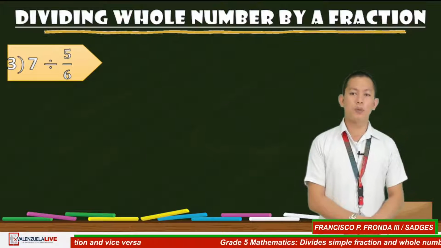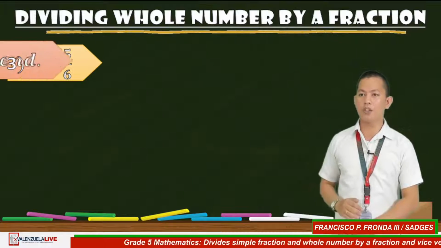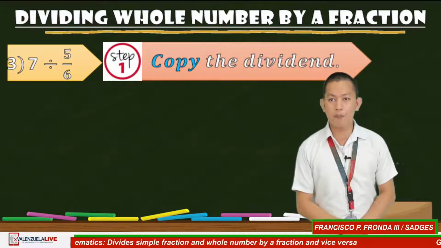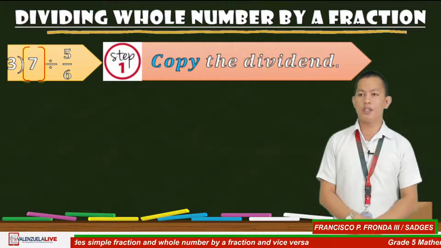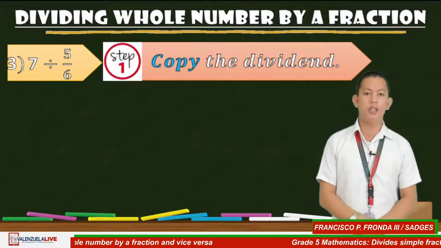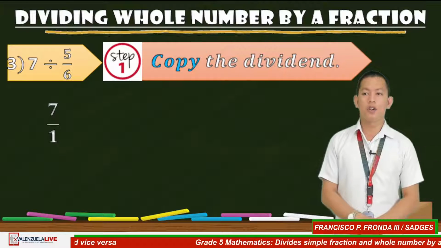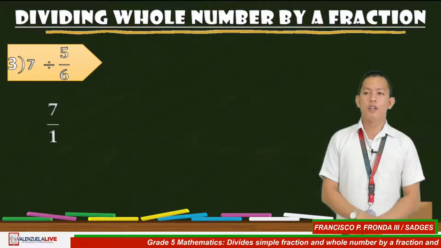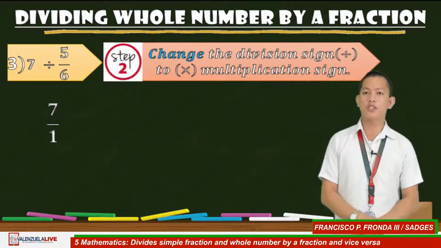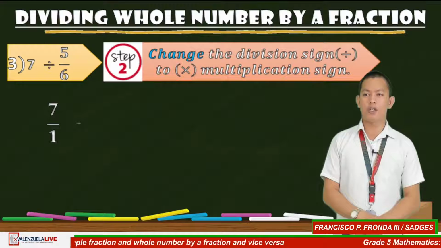Next, let's divide a whole number by a fraction. We have the whole number 7, then we have the fraction 5/6. So let's proceed to step number 1. We just copy the dividend. Our dividend is 7, so you change the whole number 7 into its fractional form. The fractional form of 7 is 7 over 1. Then, let's proceed to step number 2. Change the division sign to a multiplication sign.